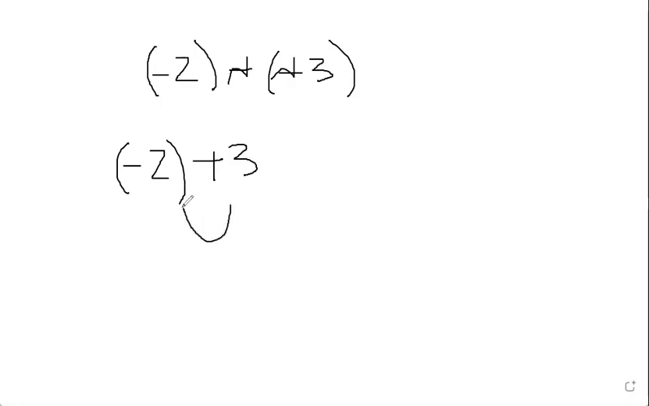So if we can flip these two numbers around, like the order, and start with the 3, and then plus -2 would be the same as just -2. So then this would be 1.